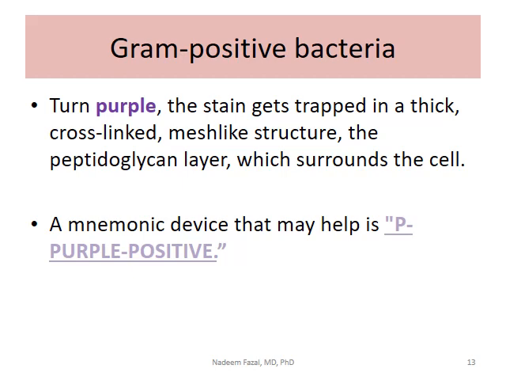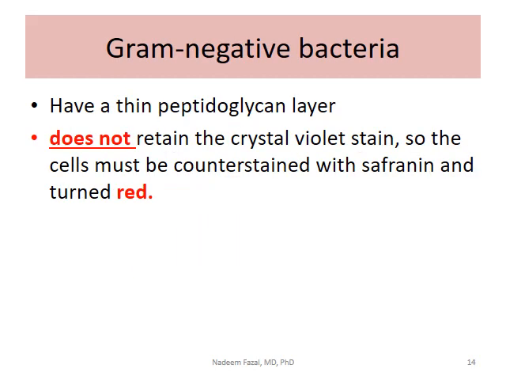We'll discuss that in detail, but for now, if you were to look under the microscope, gram positive will appear purple. So P for purple, P for positive. And those bacteria which do not retain that purple dye, they basically have to be counter-stained. So we counter-stain them with a dye called safranin, and that appears red.